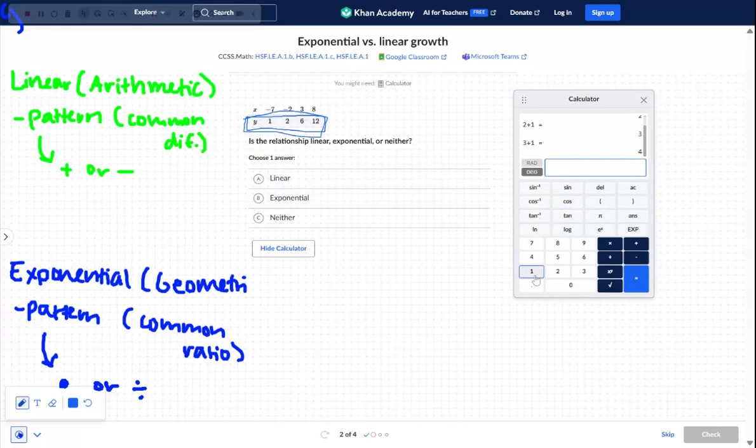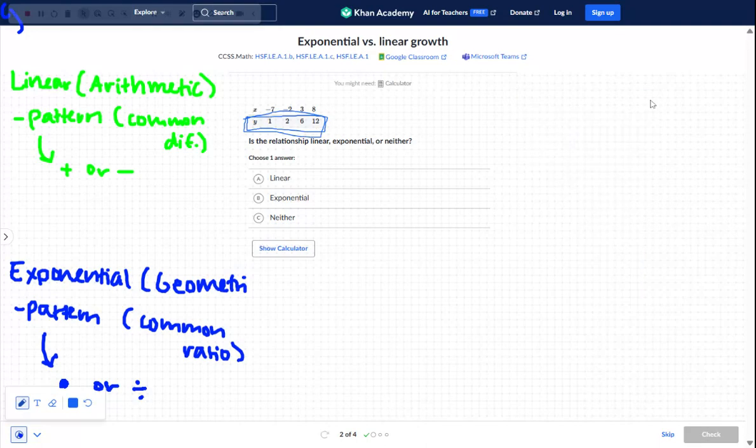So let's try multiplication. How do we get from 1 to 2? Well, 1 times 2 gives us 2. And then it has to have the same pattern, so times another 2 gives us 4, not 6. And then times another 2 gives us 8, not 12. So it's 1 times 2, and then times 3, and then times 2. That's trippy.